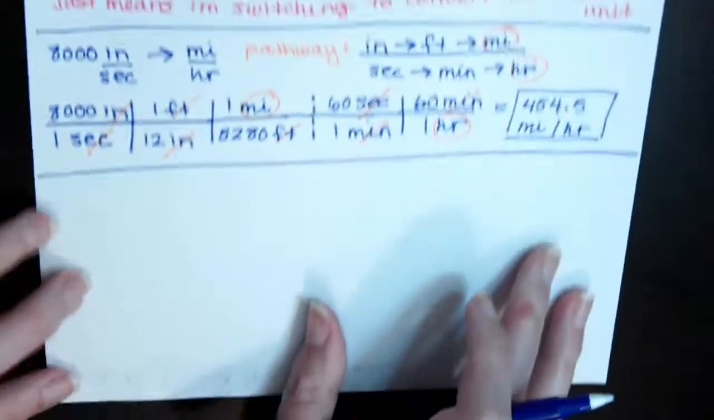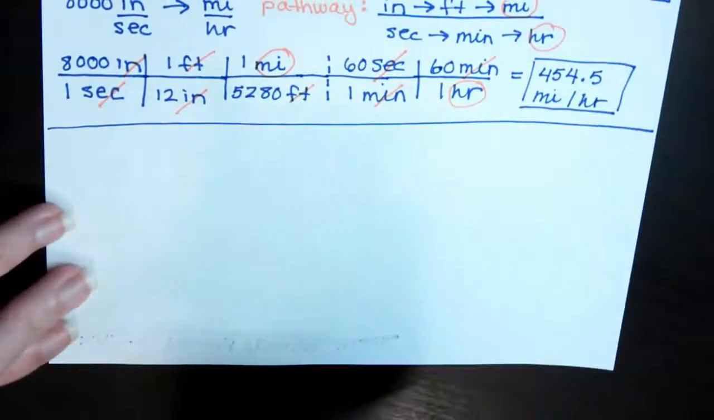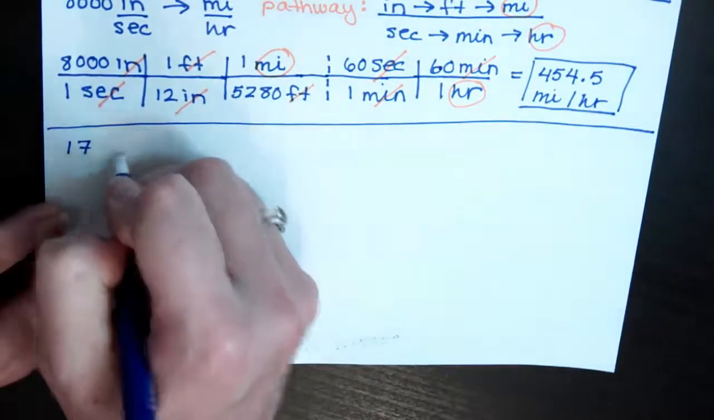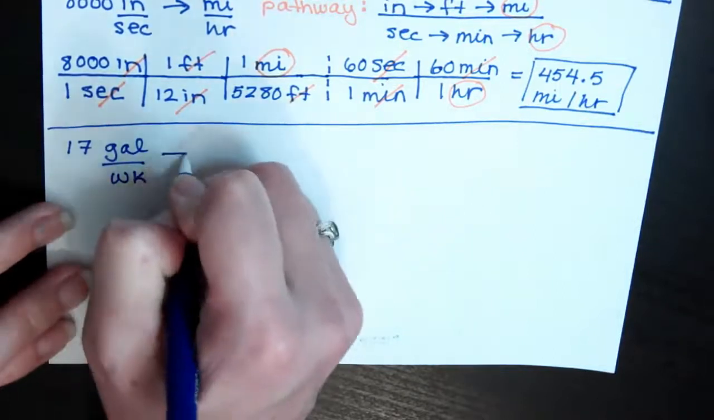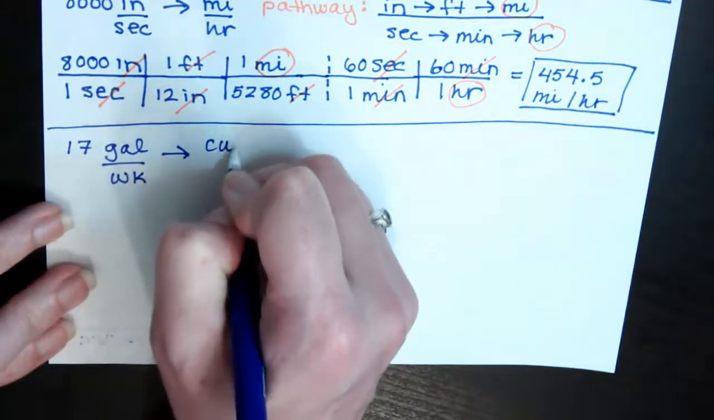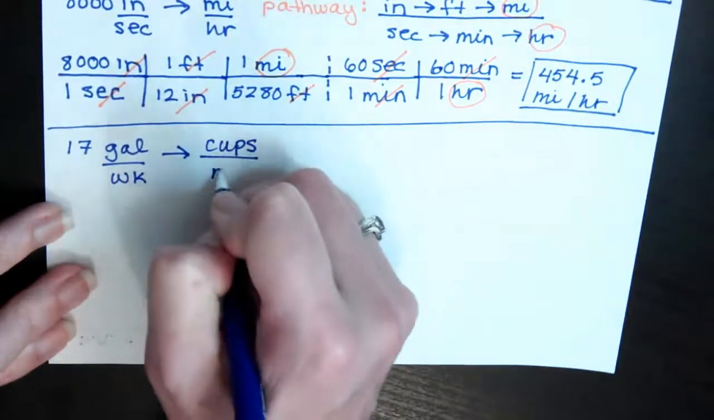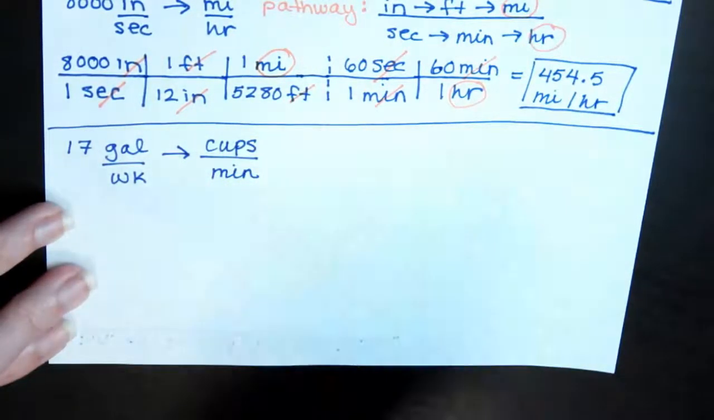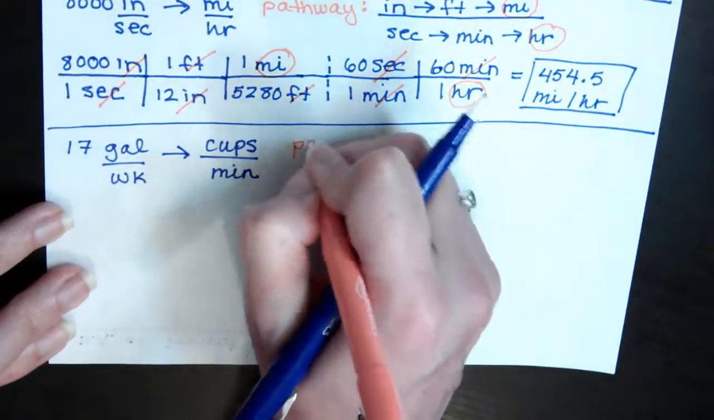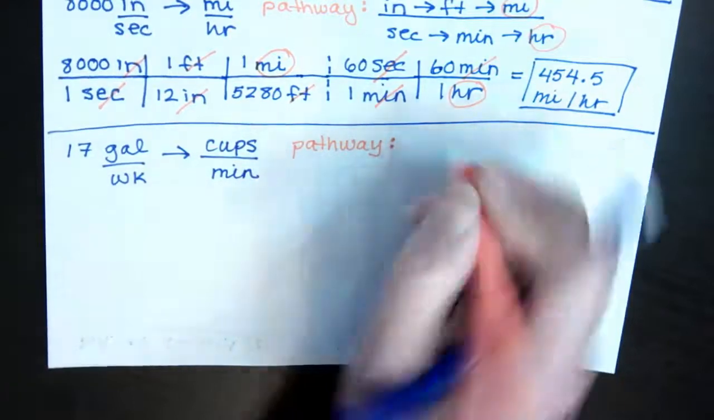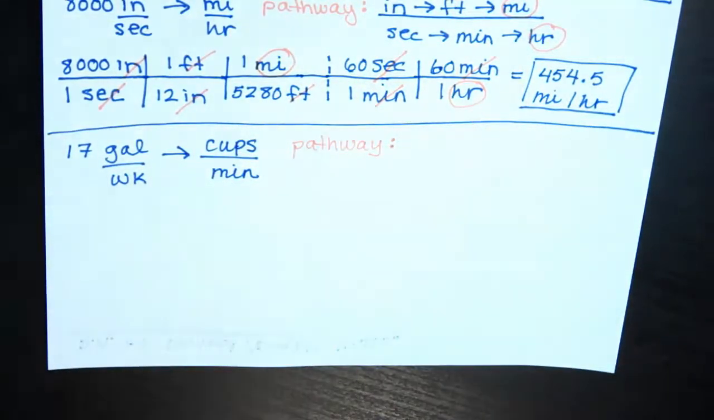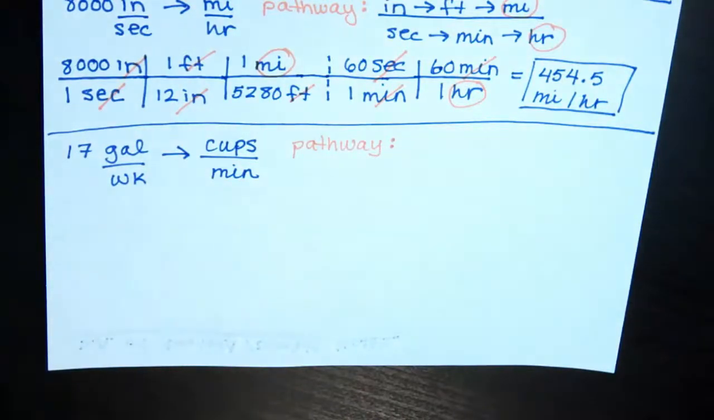All right, last one for this video. We'll do 17 gallons per week. And we want to know how many cups per minute that is. So what I'd like you to do now is try to write out your pathway. You can pause the video, try to write out your pathway. When you unpause it, the correct answer will be on the screen.